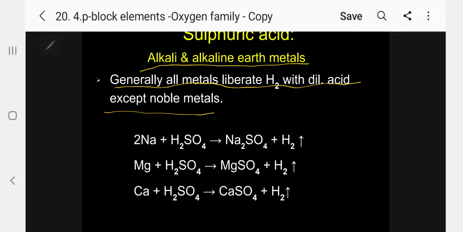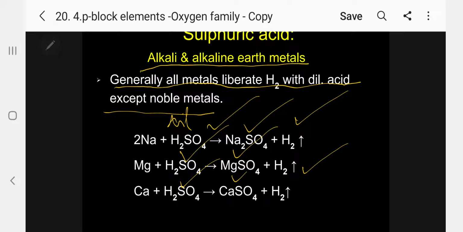All these metals generally liberate hydrogen except noble metals. So generally all metals, including even p-block metals and even the transition metals, will liberate hydrogen, except noble metals like copper, silver, gold. Kindly follow. Sodium reacts with sulfuric acid, dilute sulfuric acid in all the cases, to produce sodium sulfate, and hydrogen is liberated. Magnesium reacts with sulfuric acid to give magnesium sulfate and hydrogen. Calcium reacts with sulfuric acid to give calcium sulfate and hydrogen. Kindly follow.